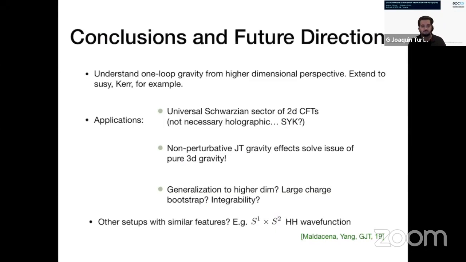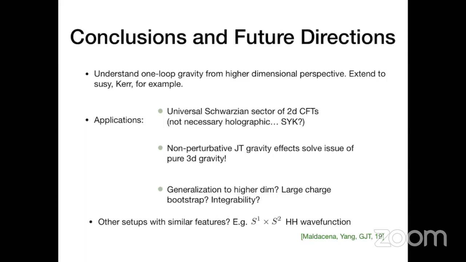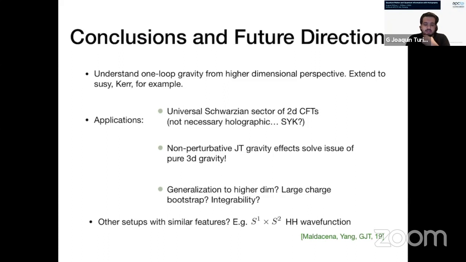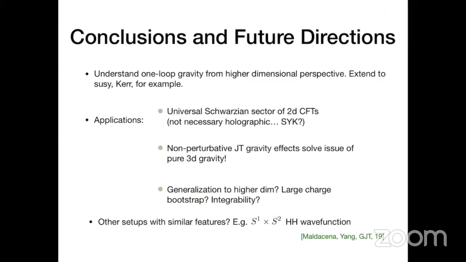Oh, I see. So you mean it's more universal than just holography. Yes, that's what I would expect from the bulk argument, and in the case of 2D CFTs, from the boundary argument as well. Okay, thank you.